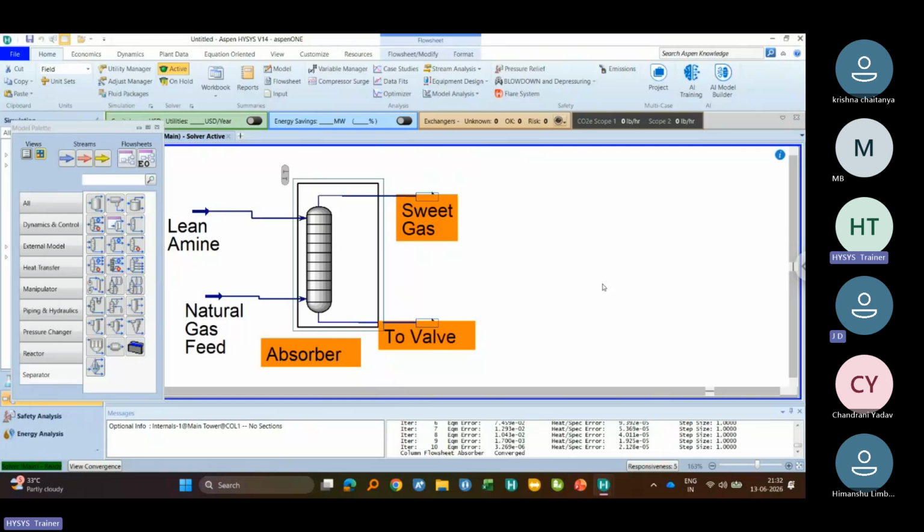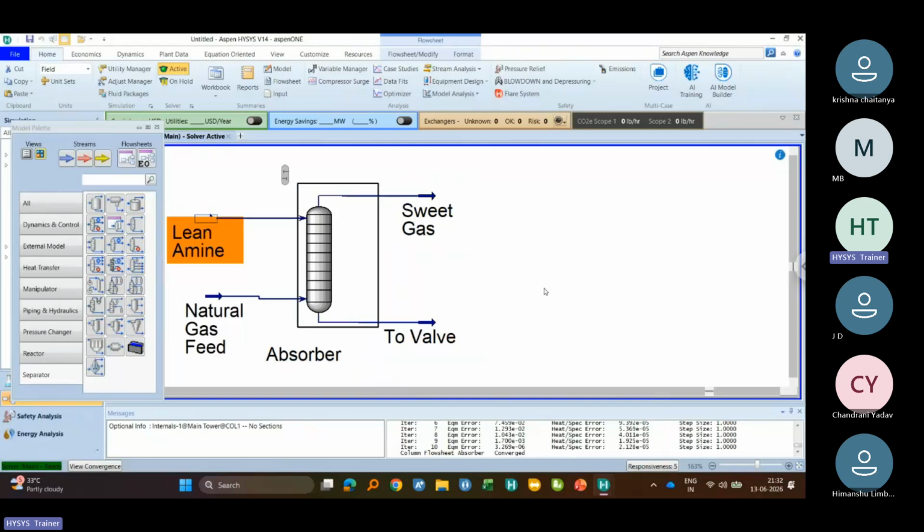Amine flow, have we put it or is it calculated? No, for the amine flow, we have given the value. Whatever the feed values are, those have to be given, because for any of the material streams, we need to give the temperature, pressure, and a flow value. These three things we compulsorily need to give. Okay.